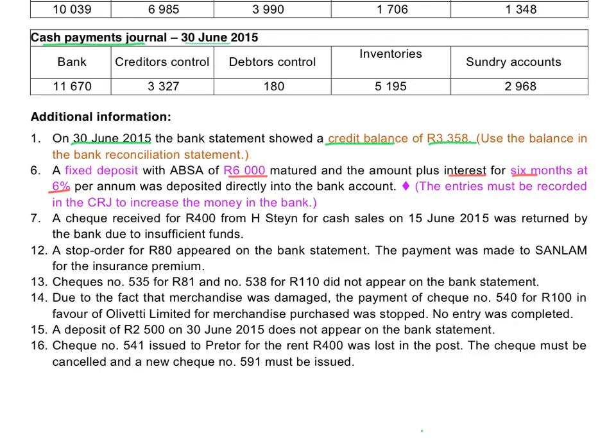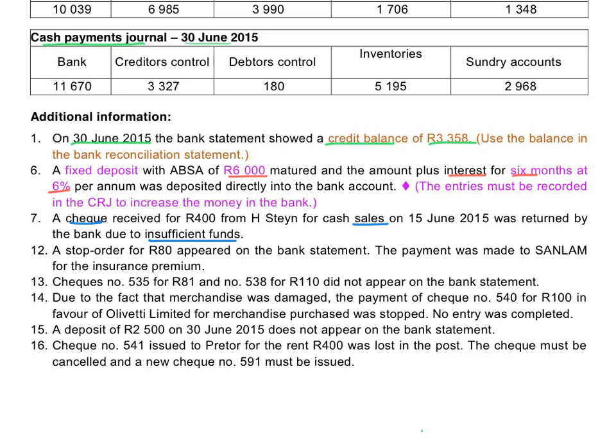A check received for 400 from H. Stein for cash sales was returned by the bank due to insufficient funds. We can't cancel the sales because these people already used the articles that they bought. So we have to cancel the check that we received from H. Stein. So we can't show that sales decrease.